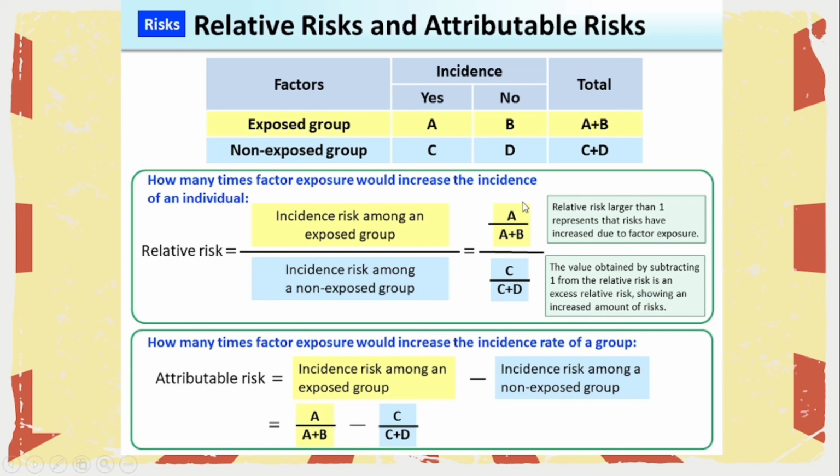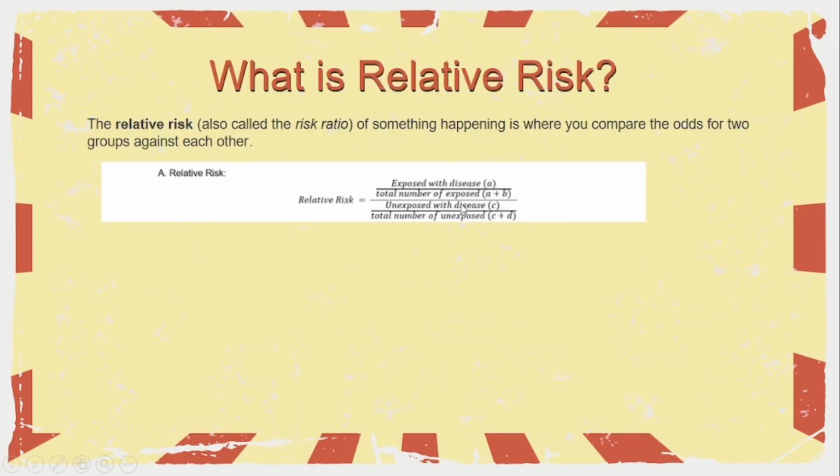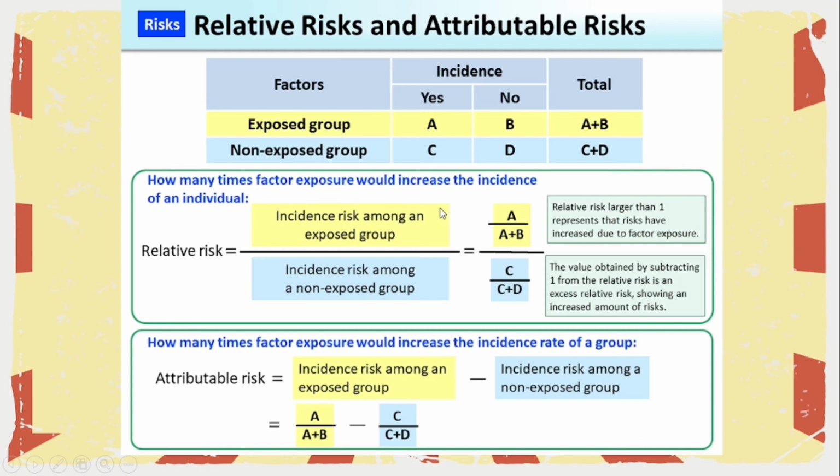So, solve mo muna to, and then solve mo muna to, and then the result will be your relative risk. Medyo magulo lang siyang tingnan dito, pero basically, ganito lang siya. A divided by A plus B divided by C divided by C plus D. Basta tama yung pagkaka-label mo sa kanya, nasa table pa lang, mas madali na siyang kuhanin.